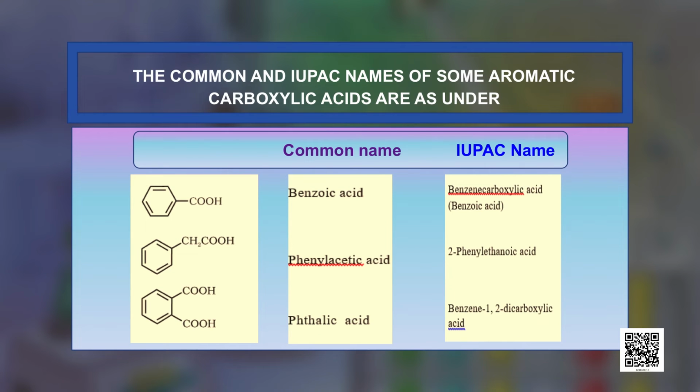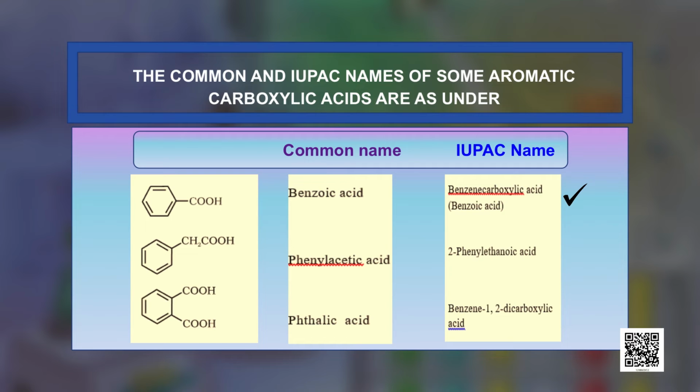Now, there is one more category of compounds you are familiar with, which are aromatic in nature, and for them the IUPAC names are given here in the table along with their common names. If you see, the simplest aromatic compound containing a carboxyl group is benzoic acid, and we say that it is the simplest compound containing a benzene ring and a carboxyl group.